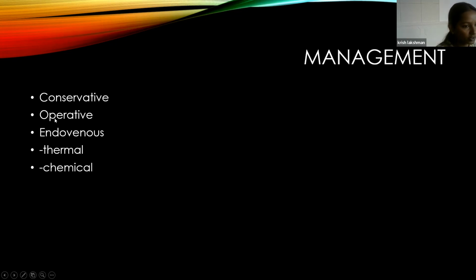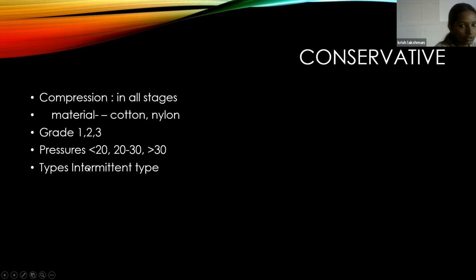It's either by conservative, operative, or endovenous, which includes thermal or chemical. In conservative management, what we generally advise the patient is compression and elevation of the limb. Compression can be used in all stages of varicose veins. Generally, the material used is cotton or nylon. Day to day, we see nylon being used. It is graded into three classes, first, second, and third, with increasing order of pressures.